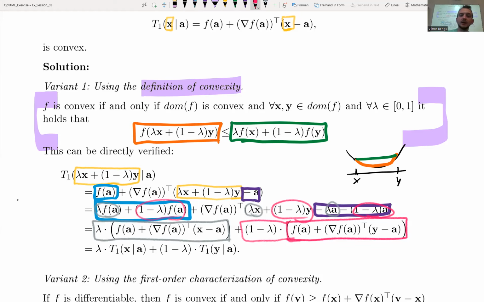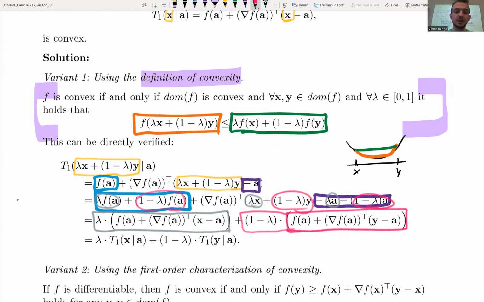And okay, then we have shown that this inequality is in fact an equality for the first order Taylor approximation. This is how you can also see that the first Taylor approximation is in fact both convex and concave, because for concave this inequality would be reversed. And if this inequality holds with equality, which is the case for linear functions, the first order Taylor approximation being a linear function, so it's both convex and concave at the same time.